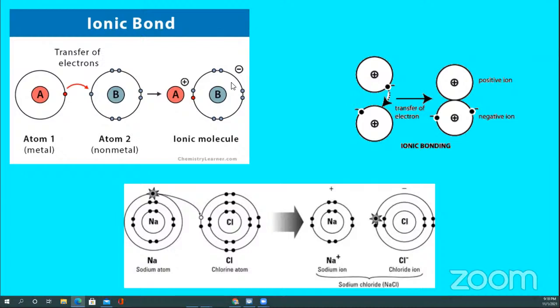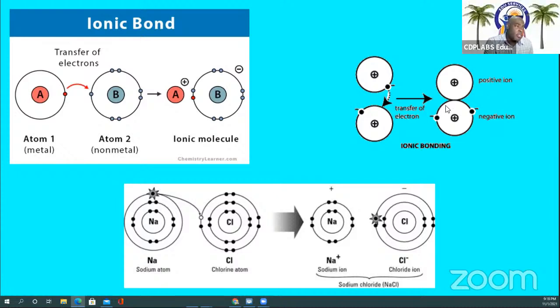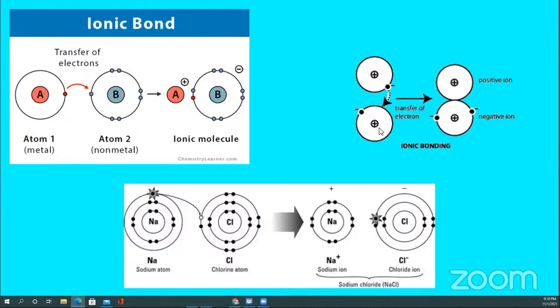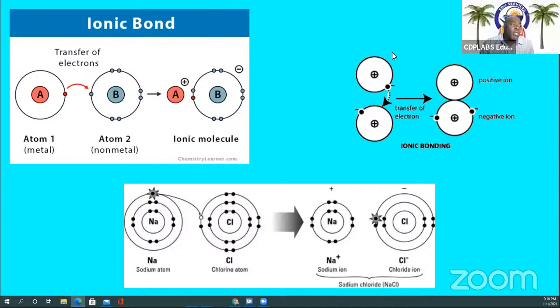In this diagram here, this is just a repetition of the first one, but just a different expression of it. So once again, we see one atom giving up an electron to another atom, and that is called a transfer of electrons. Good. So one lost, one gain. Got that? So the one that lost became a positive ion, and the one that gained became a negative ion. That is ionic bonding.